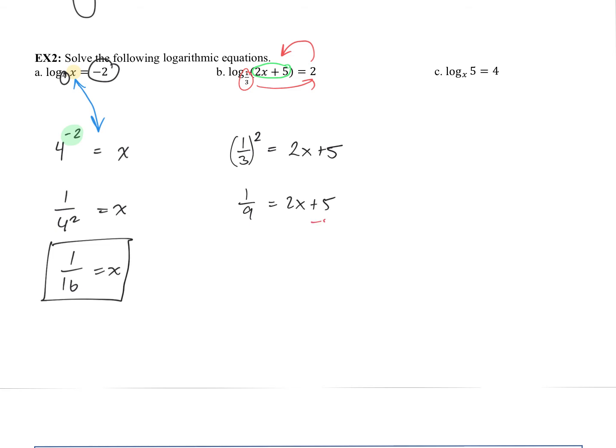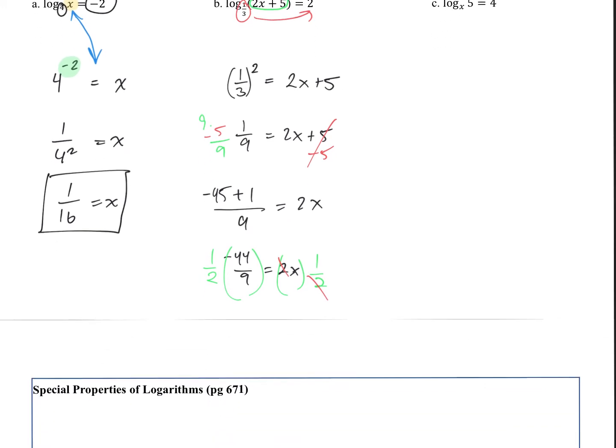Let's go ahead and subtract 5 from both sides. Building up property, 9 times 9. That's going to be negative 45 plus 1 over 9 equals 2x. And that'll be negative 44 over 9 equals 2x. And then getting x by itself, last thing to do, divide by 2, or multiply by half. It's the same thing. And that will be, let's go ahead and simplify the 2 and the 44. So that will be 22. So that'll be negative 22 over 9 equals x.